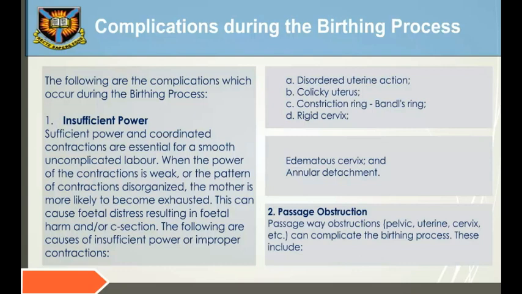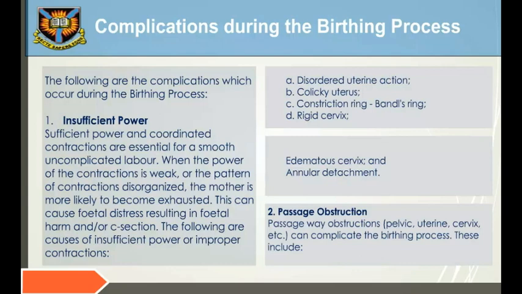1. Insufficient power. Sufficient power and coordinated contractions are essential for a smooth, uncomplicated labor. When the power of the contractions is weak, or the pattern of contractions is disorganized, the mother is more likely to become exhausted. This can cause fetal distress resulting in fetal harm and/or C-section.